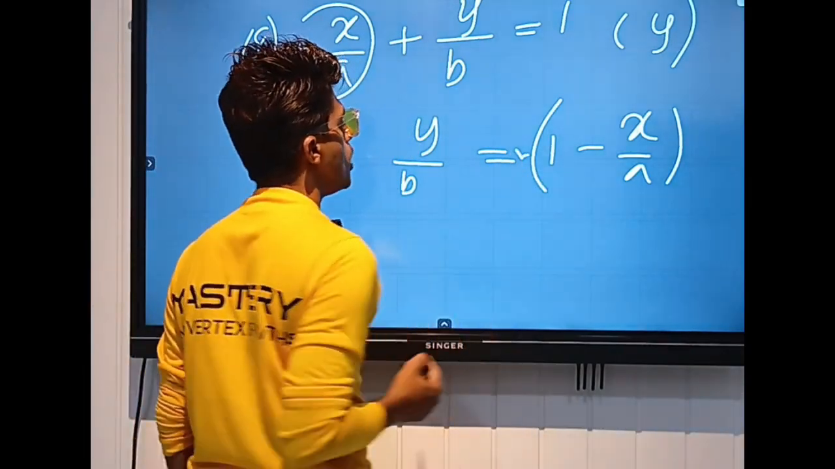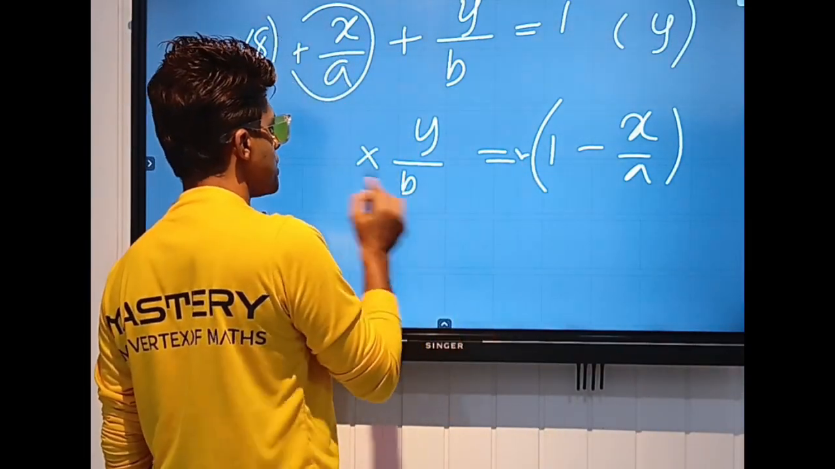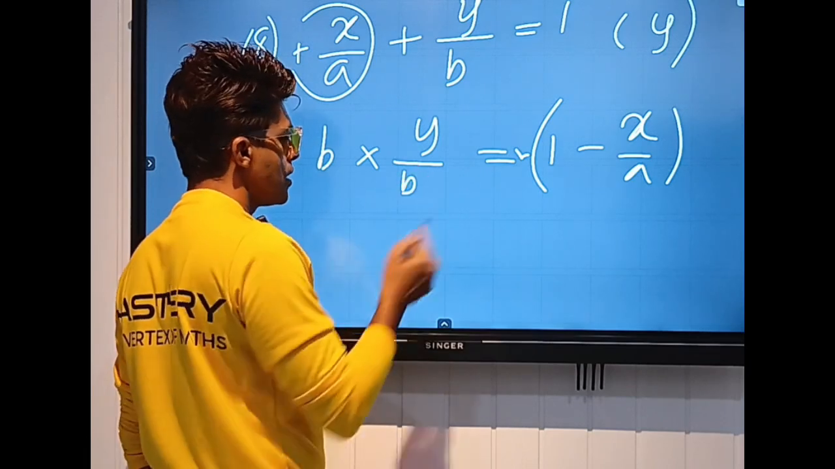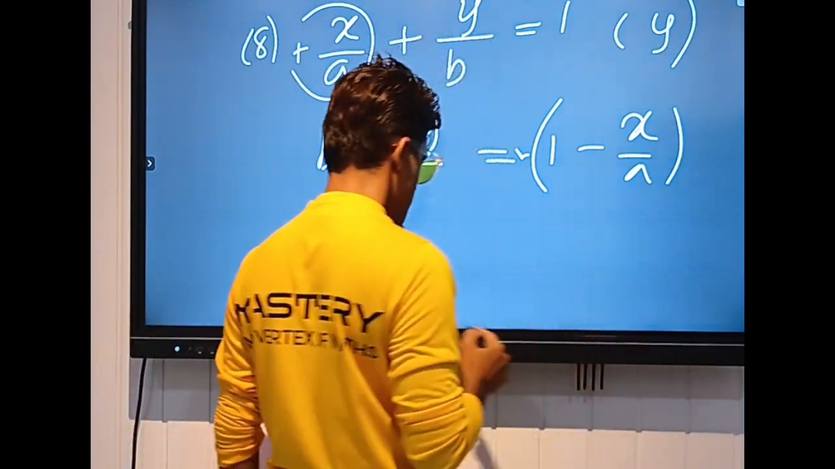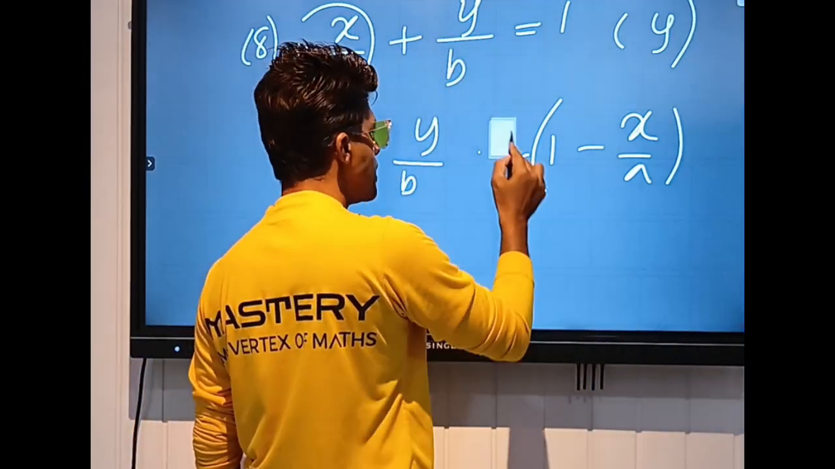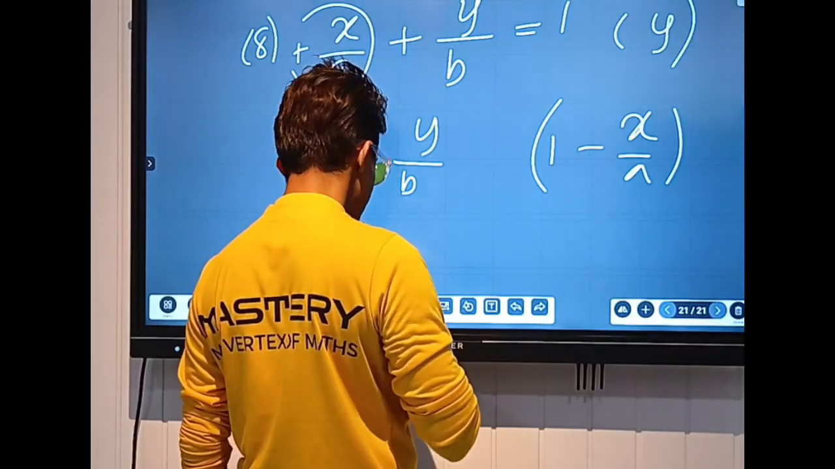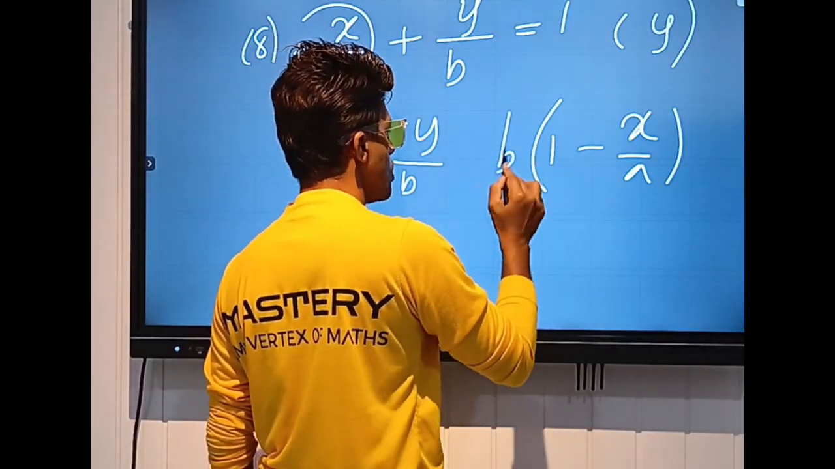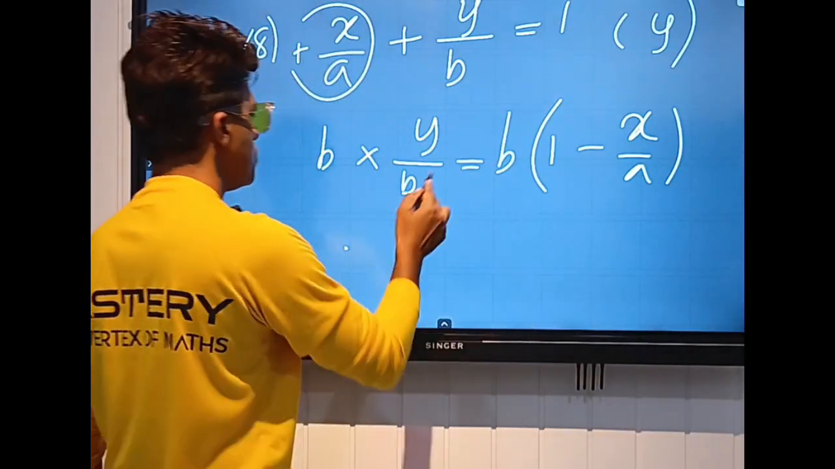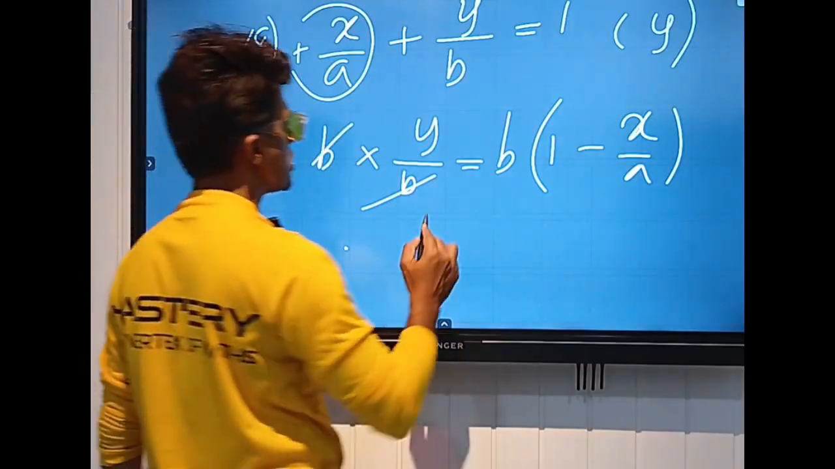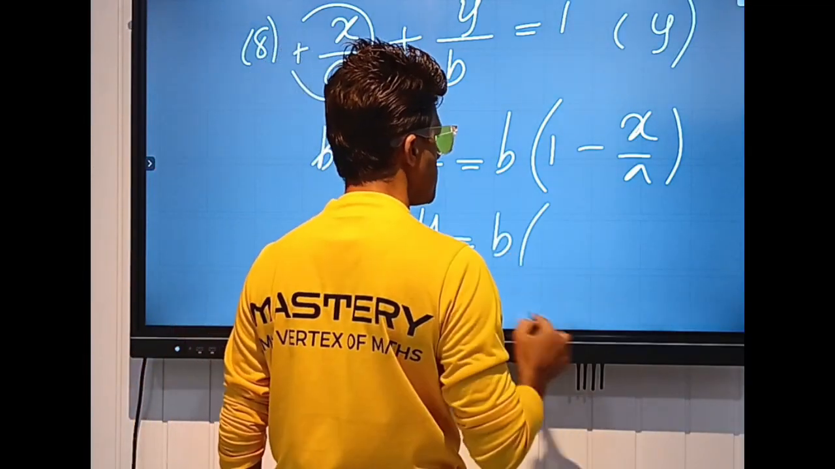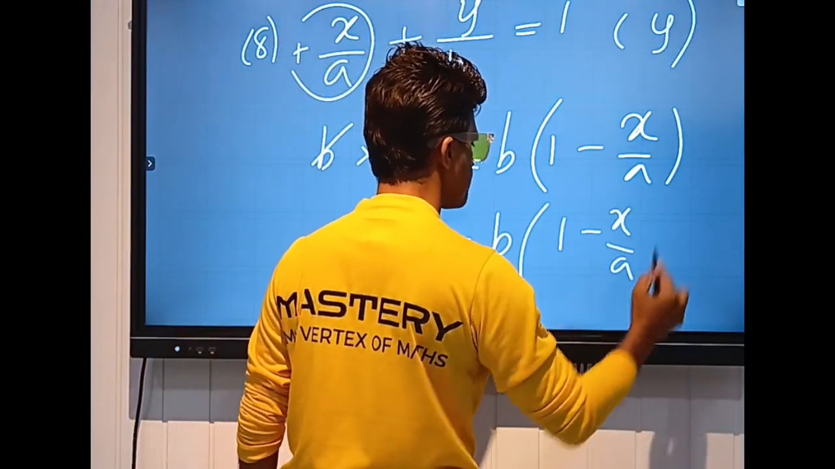So right now, both sides, and here division, I mean y over b. Therefore, to remove this one, both sides are multiplied by b, so as to remove the term b from both sides. Right now b and b can be cancelled out, so y equals b times 1 minus x over a.